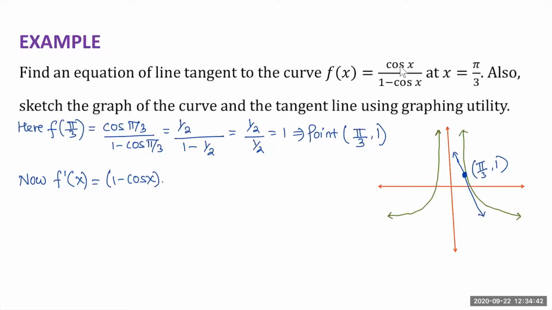Numerator is cosine x. The derivative of cosine is negative sine x, so the derivative of numerator is negative sine x. Minus the numerator, cosine x, multiplied with the derivative of denominator. Derivative of this is 0, minus derivative of cosine x is negative sine. And here is also negative, so it becomes positive sine x. Divided by the square of the denominator, so 1 minus cosine x.